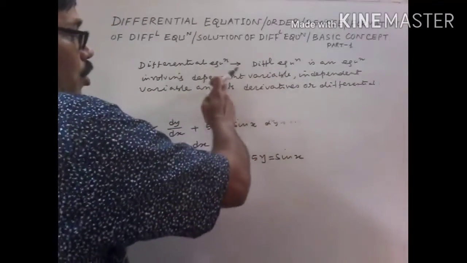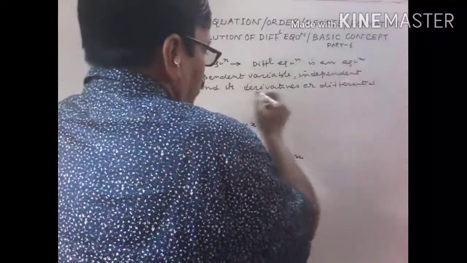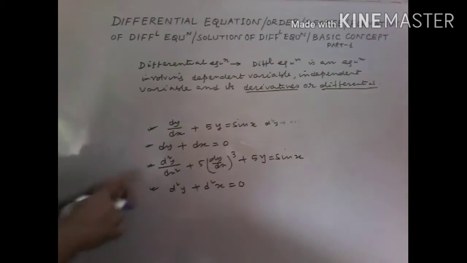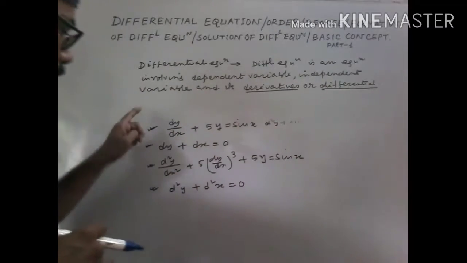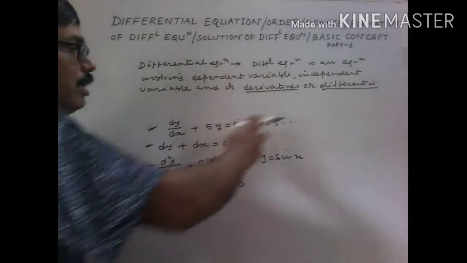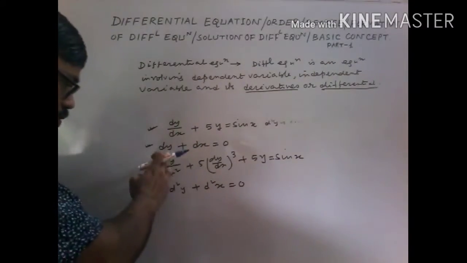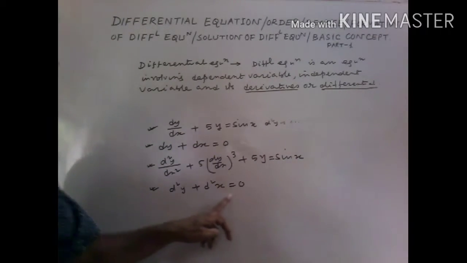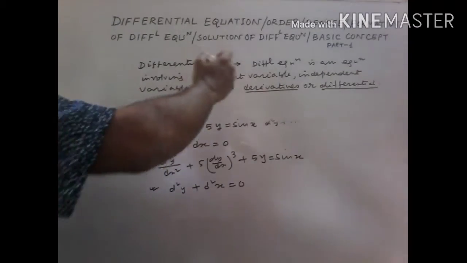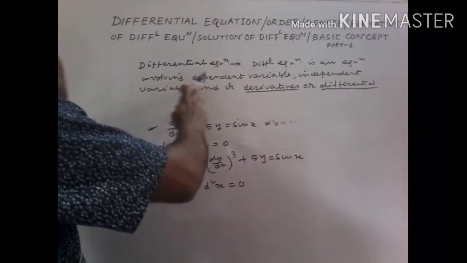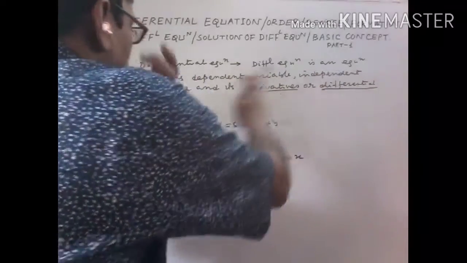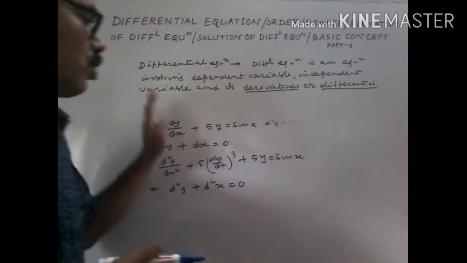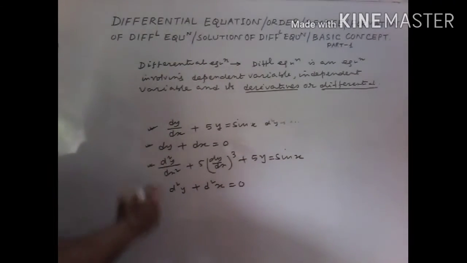Derivative means derivative of the dependent variable, or differential. So look, this is a first order derivative, this is an equation involving derivative, a differential equation. This one involves differential. d2y dx2 involves derivative, and this one involves differential. So a differential equation is an equation involving the dependent variable, the independent variable, and its derivative or differential. Very simple definition, and these are examples.